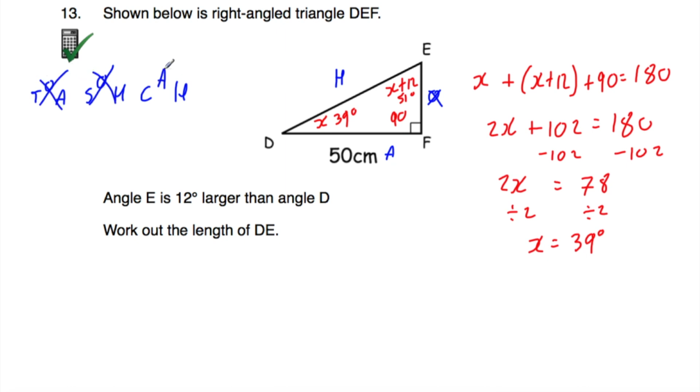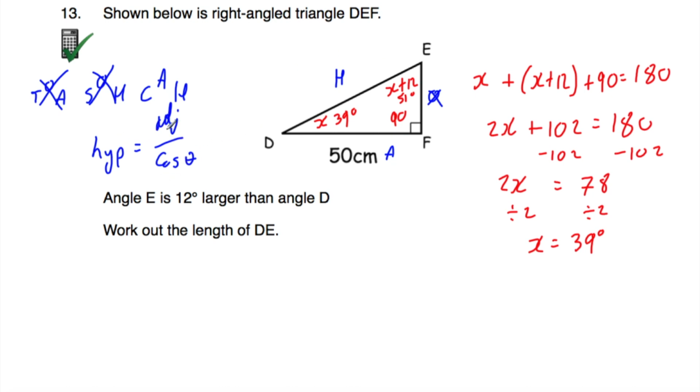So we're left with cos, so we're going to be using cos in this question, and we're trying to find the hypotenuse. So let's cover up our H, and we've got that the hypotenuse is equal to the adjacent divided by the cos of the angle. So let's write that down. The hypotenuse is equal to the adjacent divided by the cos of the angle, or cos theta.